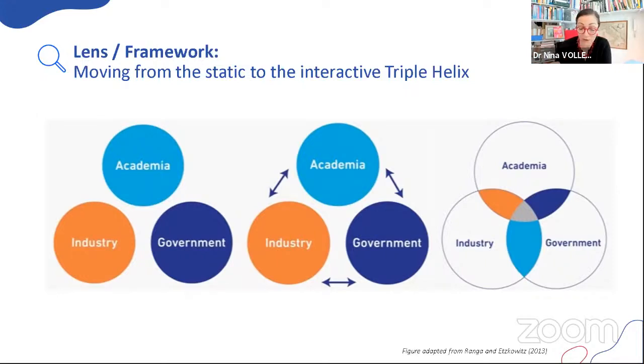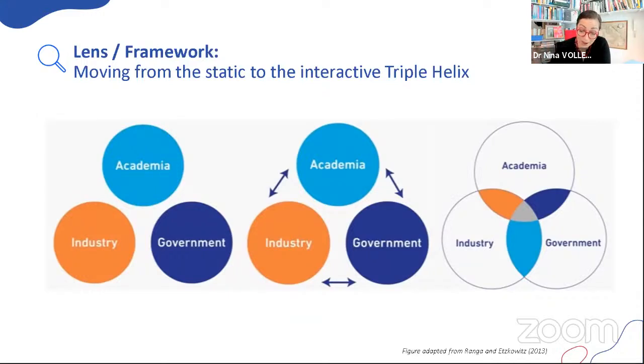Now, if we move to the middle, to the laissez-faire triple helix, it's typically present in middle income countries. Academia, industry, and government still operate in three separate spheres. Academia's task is to supply trained human capital, so graduates, and research mainly in the form of publications. Industry identifies the research that is relevant to them without much interaction with academia, and government is limited to addressing problems that the private sector cannot support.